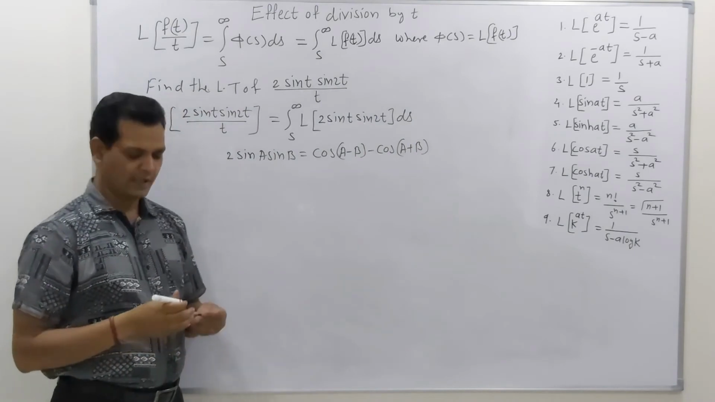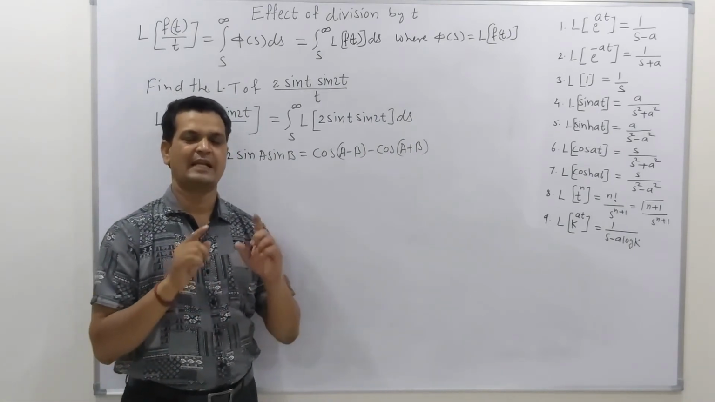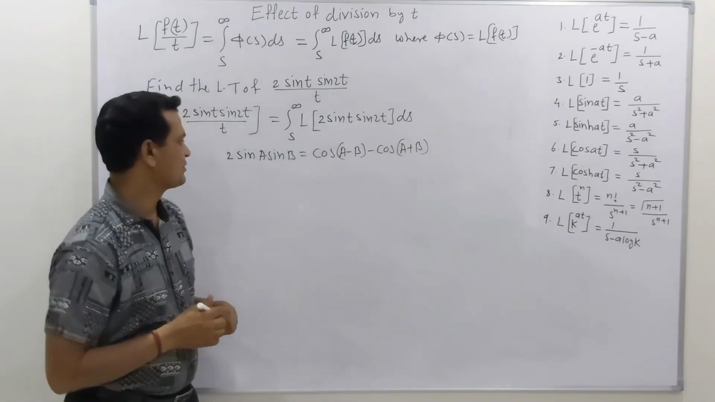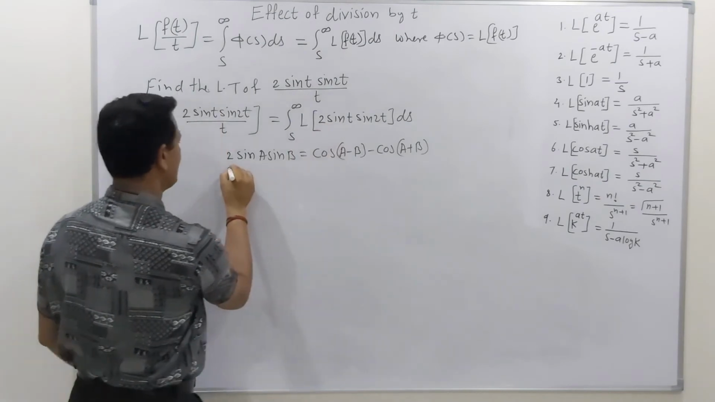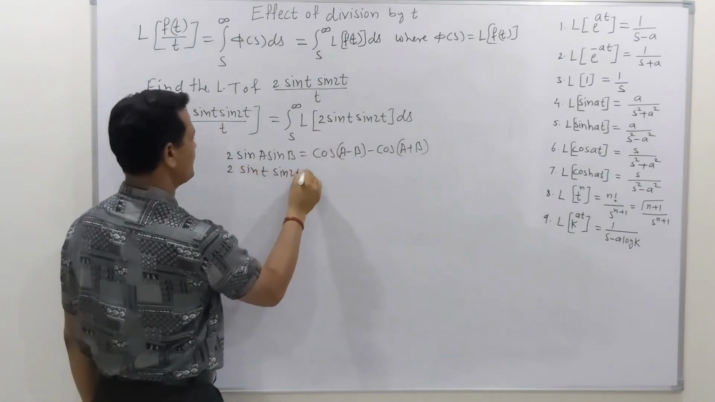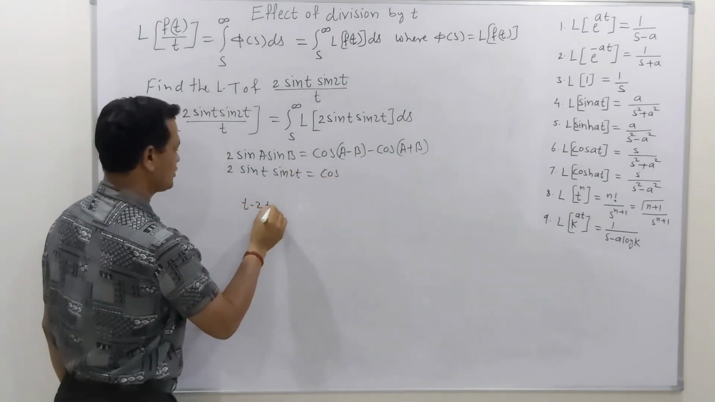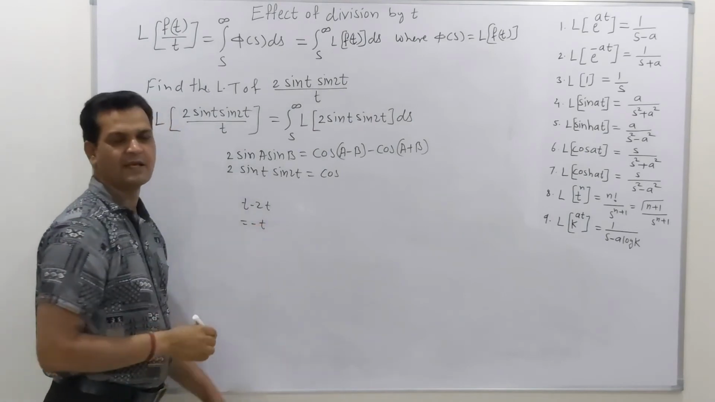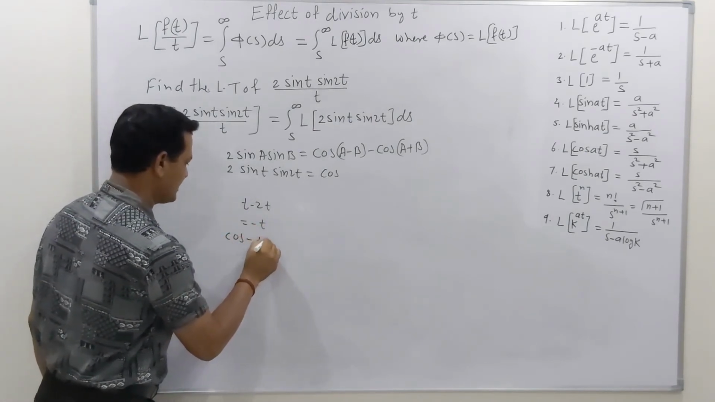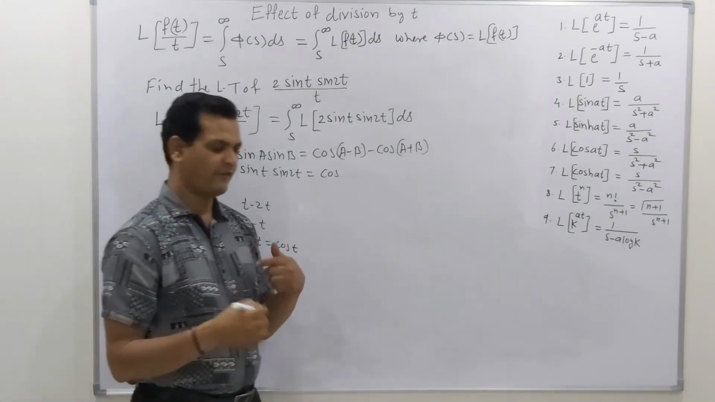So this formula we already learned during our first lecture of Laplace transformation, where we mentioned the basic results related to the Laplace transformation. So now if we apply this result, we get 2 times sine of t sine of 2t is equal to cos of t minus 2t, so we get minus t, and we know the value of cos of minus t is the same as the value of cos of t.